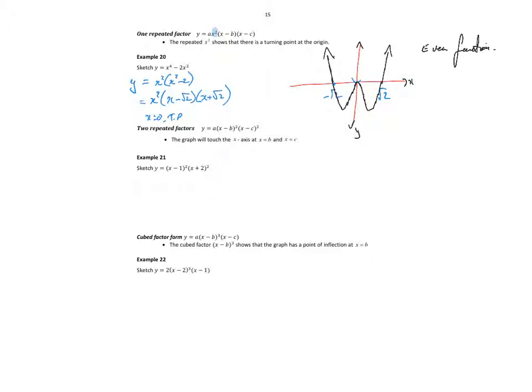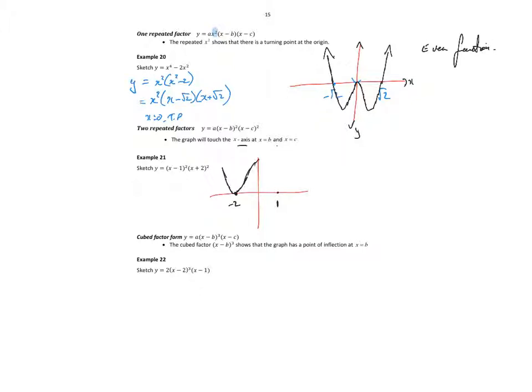All right. If we have two repeated factors, it means they're both touching at that point and they're both turning points. So this one in here, I have a linear factor, I've got a quadratic factor at x equal to negative 2. So it's a turning point. At x equal to 1, that's a turning point. It's positive, so it's a turning point. It comes up.